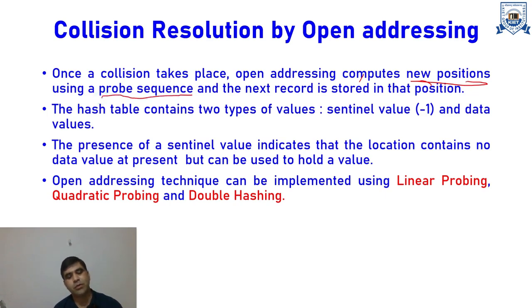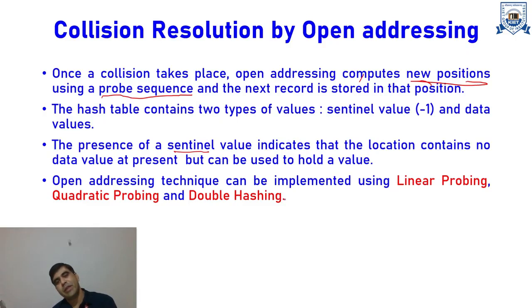Probe sequence means you look for some other location where the colliding record can be stored, and the record is stored in that particular position. So whenever a collision occurs, we look for another new address where the colliding record can be stored. The hash table contains two types of values. Initially, the sentinel value represents that this particular location is not occupied, it is already free. The sentinel value, which we represent by -1, indicates that the location contains no data value but can be used to hold a value.